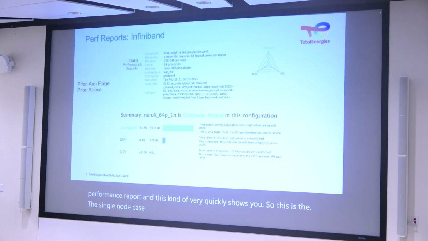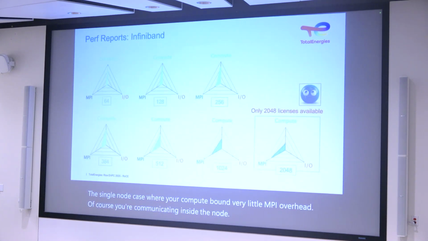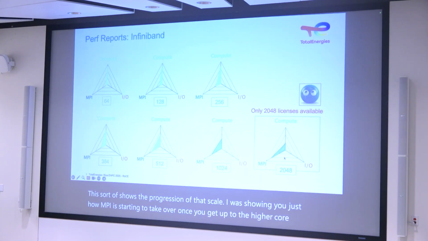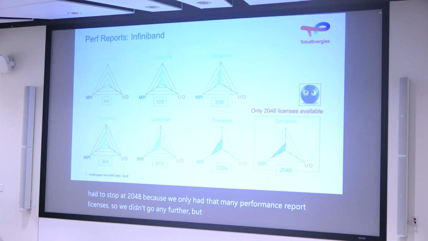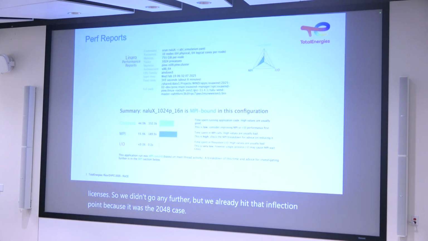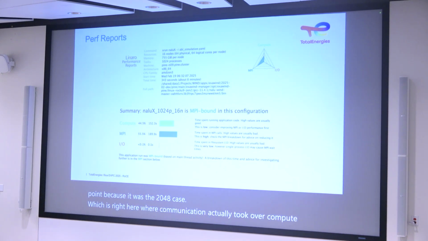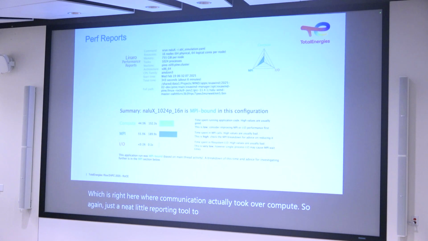This very quickly shows you the single node case, where you're compute bound with very little MPI overhead, of course, because you're communicating inside the node. This shows the progression of that scale I was showing you, with MPI starting to take over at higher core counts. I had to stop at 2048 because we only had that many performance report licenses, but we already hit the inflection point at the 2048 case, right here, where communication actually took over compute. So again, just a neat little reporting tool for a quick look.